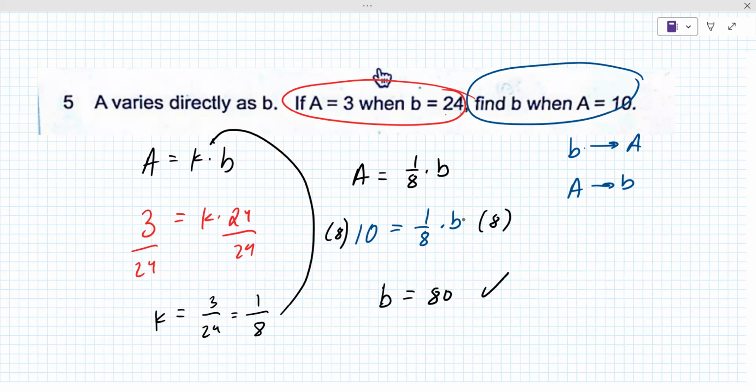Dang. All right. That's cool. All right. So on to number 6.